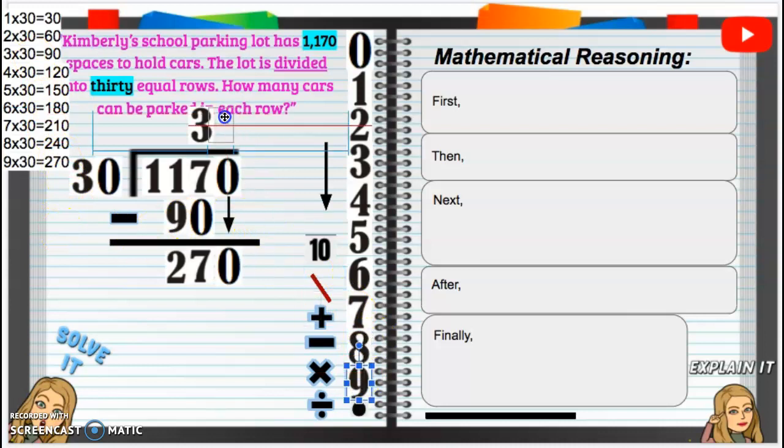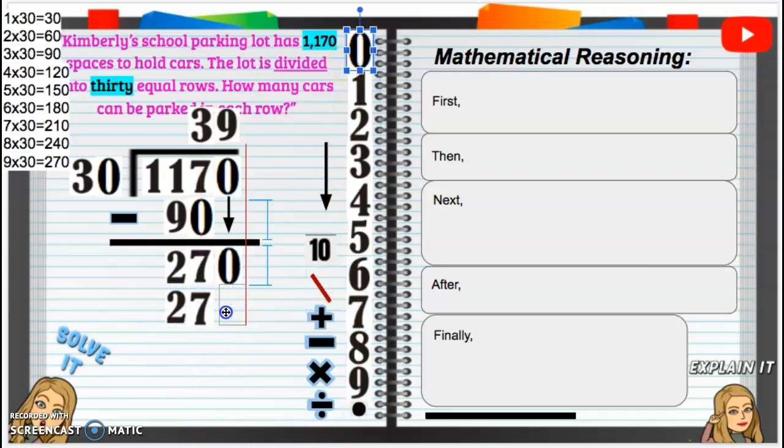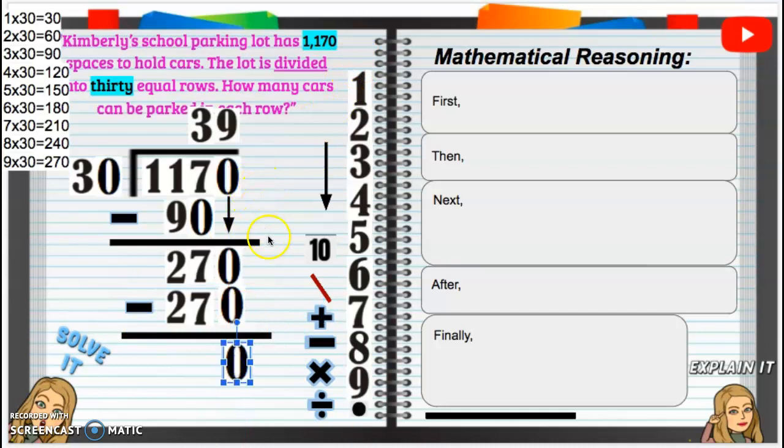So we're going to put this 9 up here. And 30 times 9 is 270. So then when we subtract here, 270 minus 270 is 0. Is there anything else to bring down? Nope. Any remainders or anything left over? Nope. So our answer is 39. It's going to be 39 cars in each row.